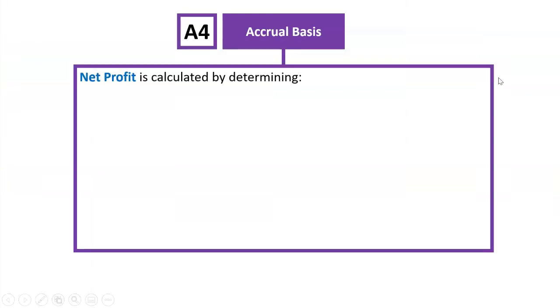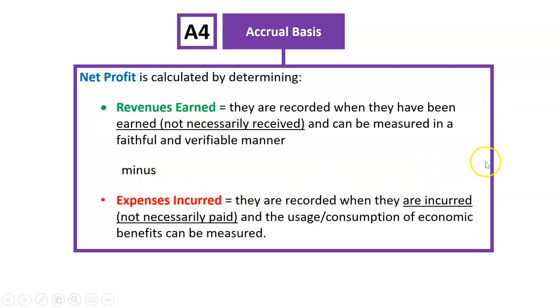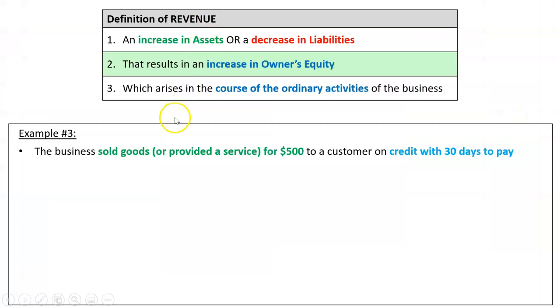Let's try another example and apply it to the accrual basis accounting assumption. What does that mean? It just means net profit is calculated by determining revenues earned, not necessarily when the money or cash is received. We've also got expenses incurred. We'll deal with that in a later video, but let's look at this. It just has to be revenue earned, not necessarily received. So let's take this example.